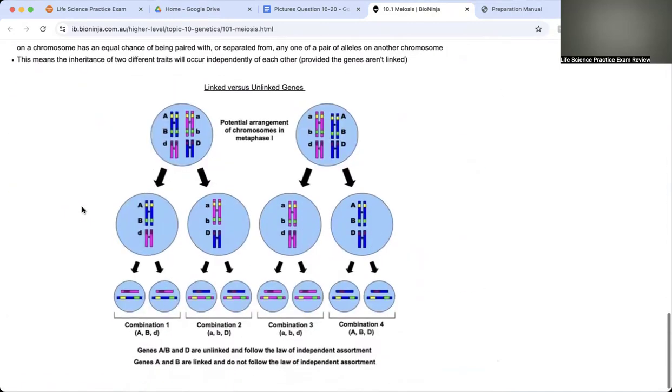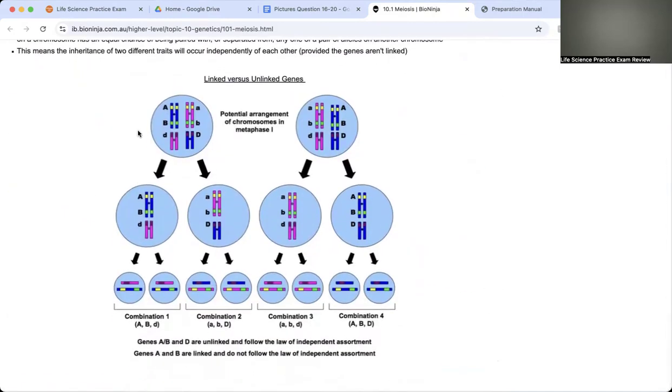Here's a diagram that I think is really helpful. You can see we have gene A on dad and mom, and we'll call this chromosome 1. In fact, I'm going to annotate here. Gene A is on chromosome 1, so I'm going to put a 1 here. This is chromosome 1 from dad, chromosome 1 from mom.